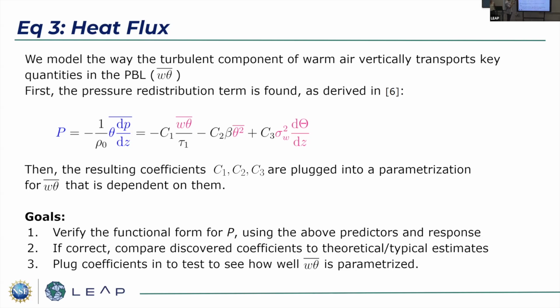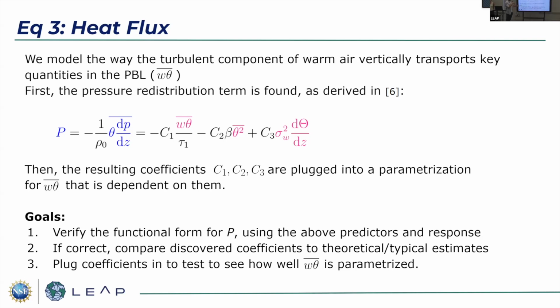So what we'd like to do is, there's this parametrization for this P term. This P term is a pressure redistribution term, which acts as a source or a sink for that term. Essentially what we're doing here is we have this equation. This is our response in blue, and then we have some constants multiplied by these 4 key pink predictors right here. After that, we get the resulting coefficients and plug them into a parametrization for the heat flux that's dependent on them.